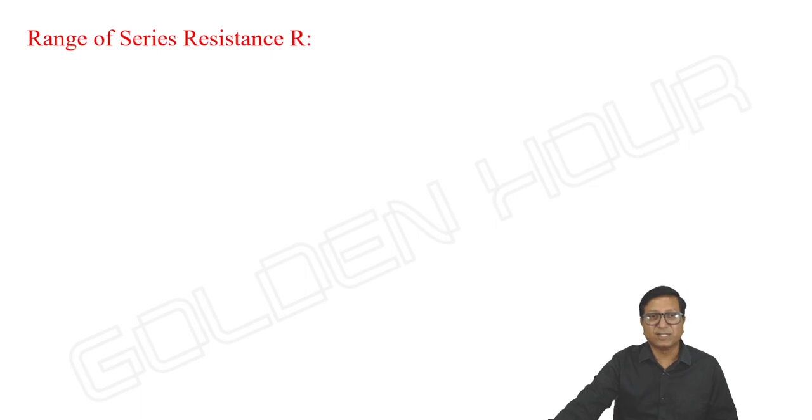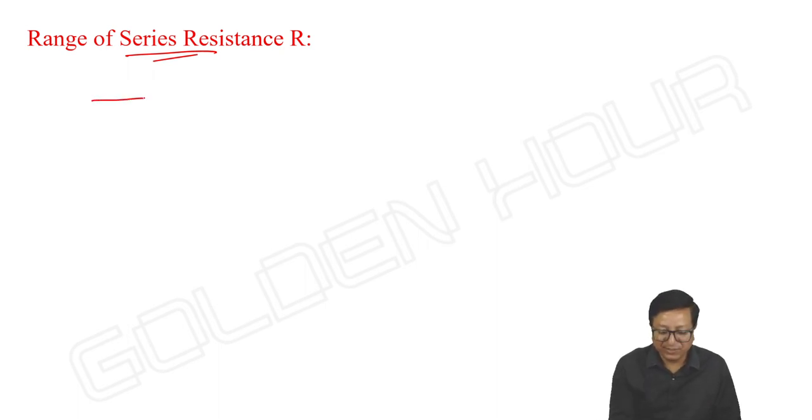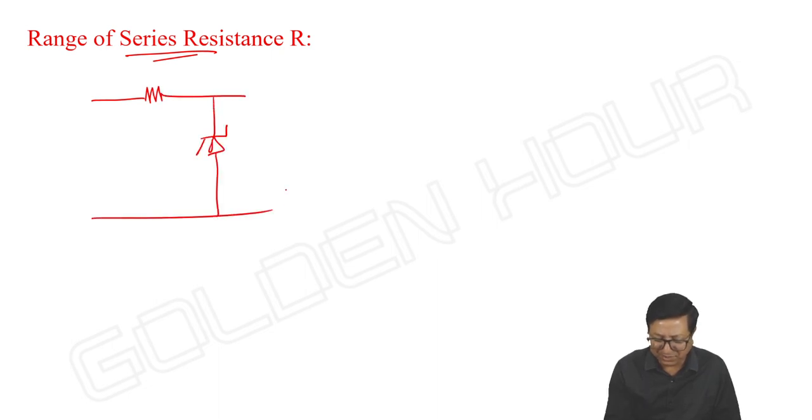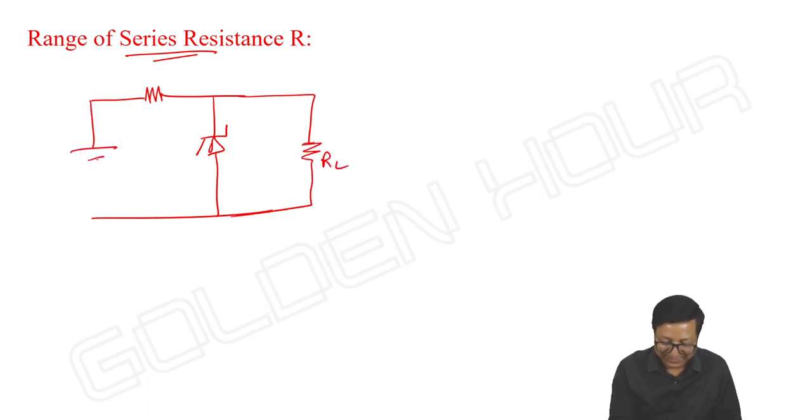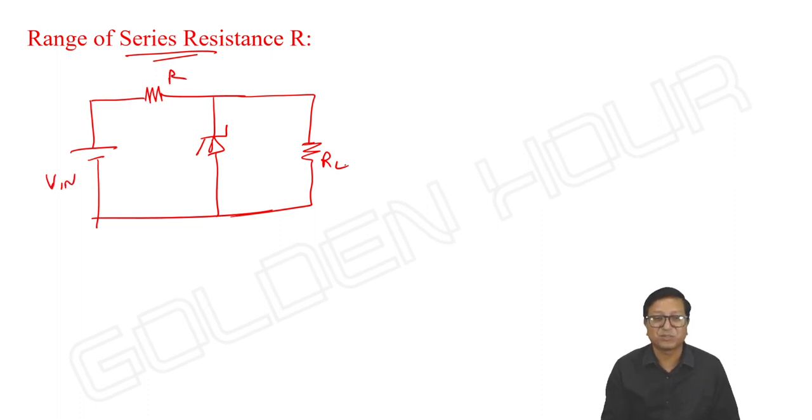See this, the range of series resistance. So far, what we have seen: I started with the very basic regulator circuit and did some problems on this. Fixed values. Input is fixed, R is fixed, RL is fixed. We did some problems in the previous lecture.